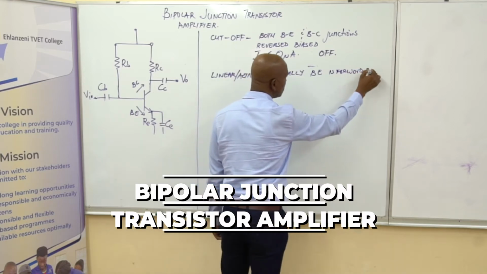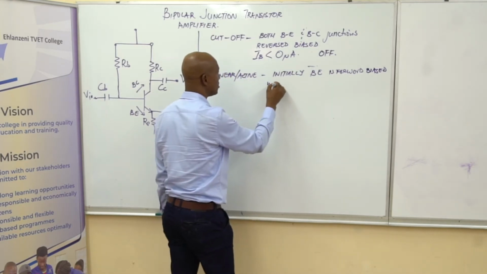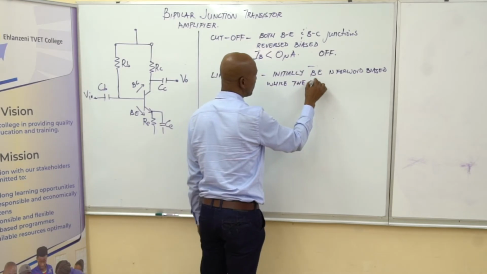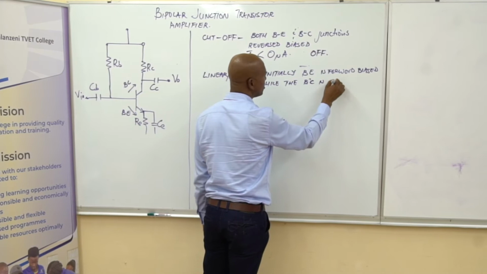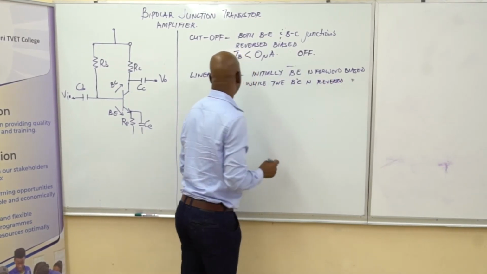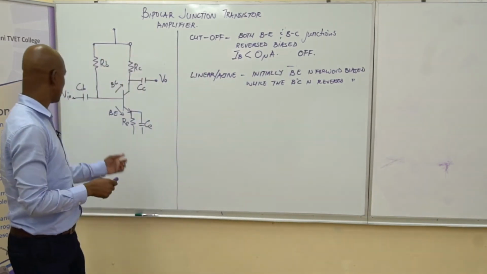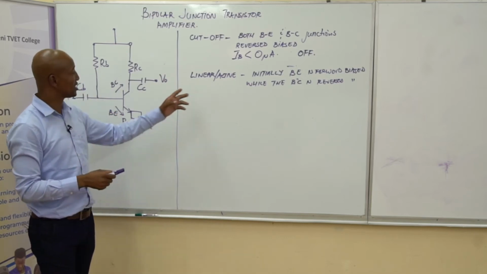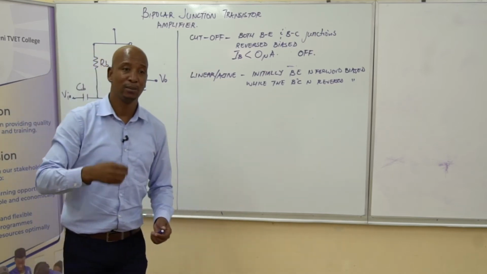Forward biased, while the base collector is reverse biased. So you can see that in this region we have one of the junctions being forward biased, which is the base emitter during this region, but the base collector will be in a reverse bias mode.